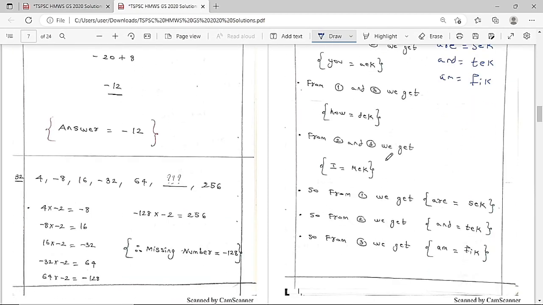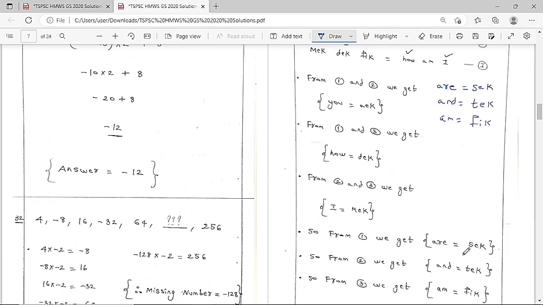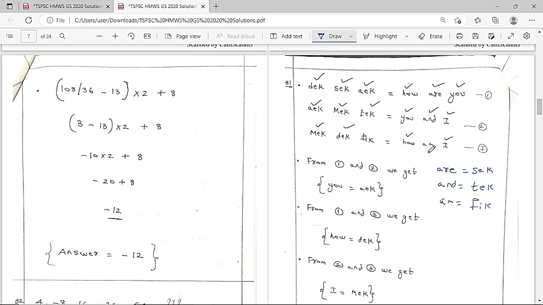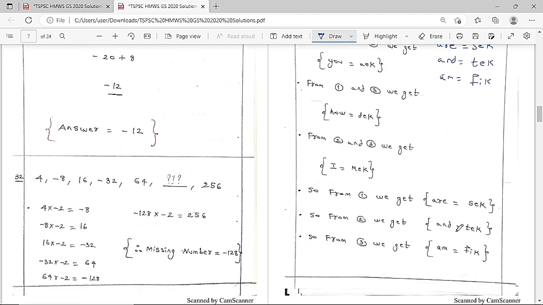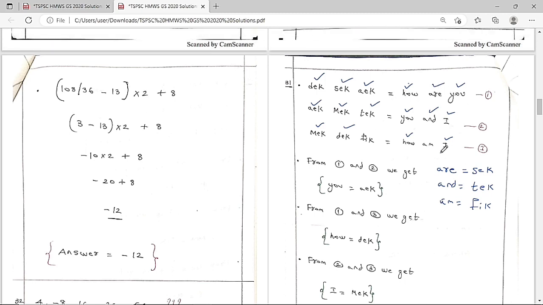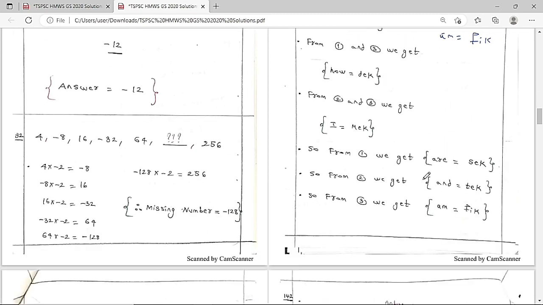So from 1 we get R is equal to 6. From 2 we get "and" is equal to "take". And from 3 we get "am" is equal to "fic". So this is the correct solution of this question.